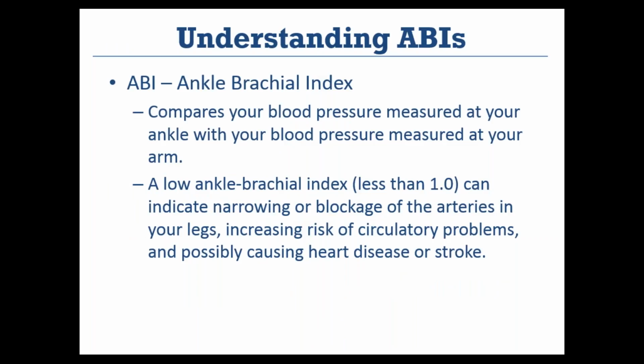The ankle brachial index is determined by dividing the ankle systolic pressure by the arm systolic pressure. The normal ABI range is 1 to 1.4. An ABI of less than 1 can indicate narrowing or blockage of the arteries in the legs, increasing the risk of circulatory problems and possibly causing heart disease or stroke.